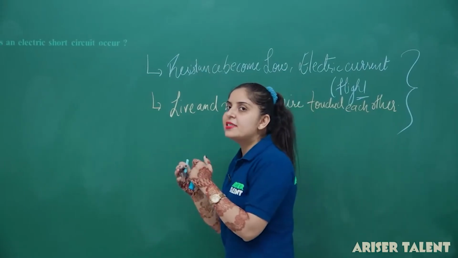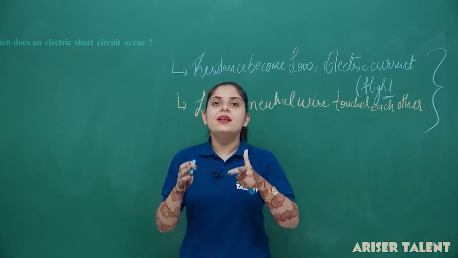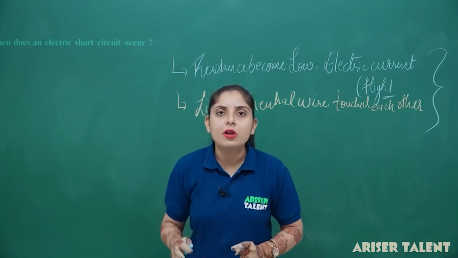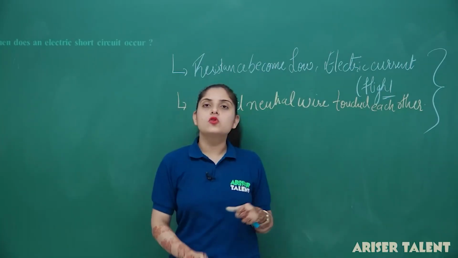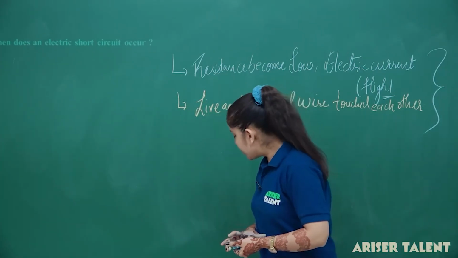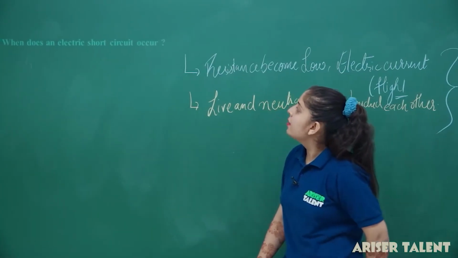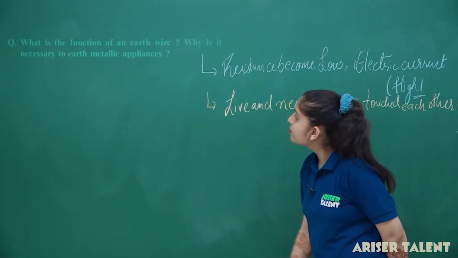So these are the two conditions in which the electric short circuit usually occurs. First, when the resistance becomes too low, excessive current will flow in the circuit, and second, when the live and the neutral wire in the circuit come in close contact with each other. So this is the question that is based on electric short circuit. Now let's see the next question in this sequence.